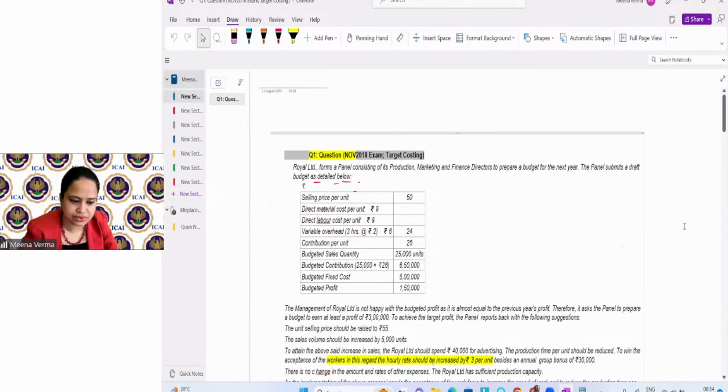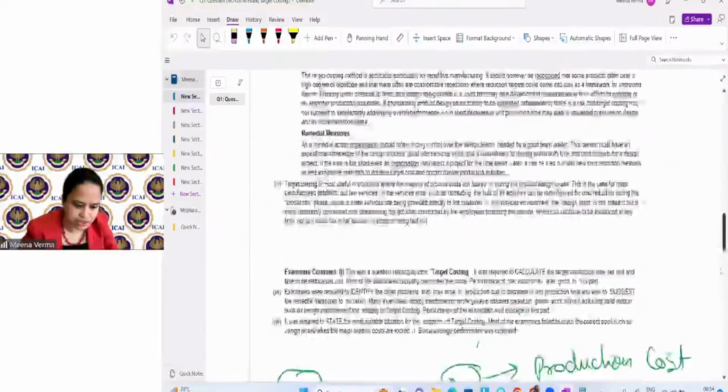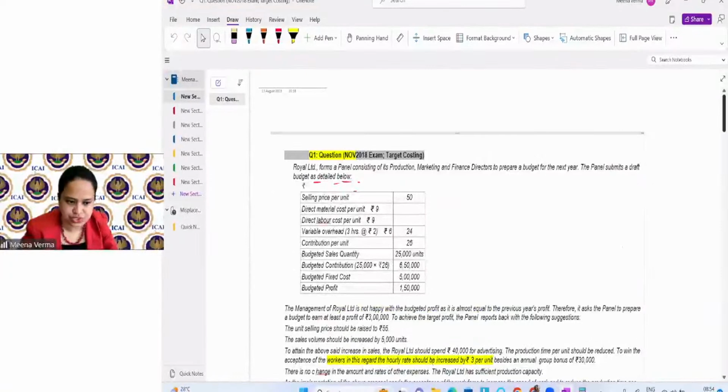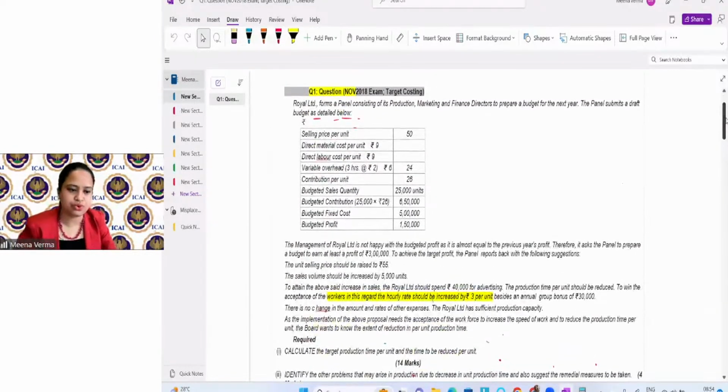So I have this topic, target costing, we have to do. We did this question in the last session. I'll take this question. But before that, let's take this question first. Before solving it, I want all of you to read it. Please read the question quickly.